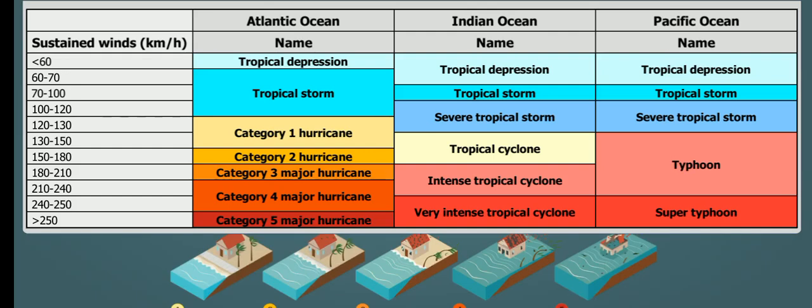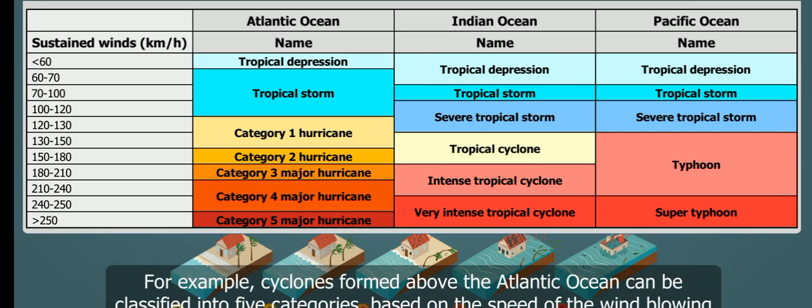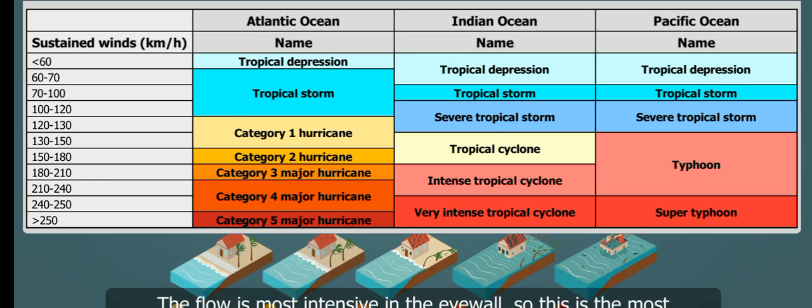Cyclones can be categorized according to their intensity. However, there is no standard classification throughout the world, as different scales exist based on the area of formation. For example, cyclones formed above the Atlantic Ocean can be classified into 5 categories based on the speed of the wind blowing in the eye wall. The flow is most intensive in the eye wall, so this is the most destructive part of the cyclone.